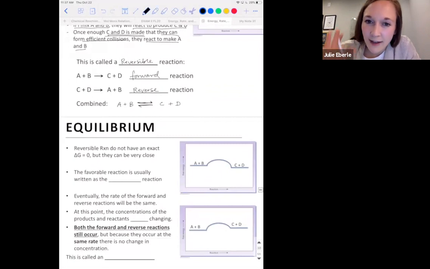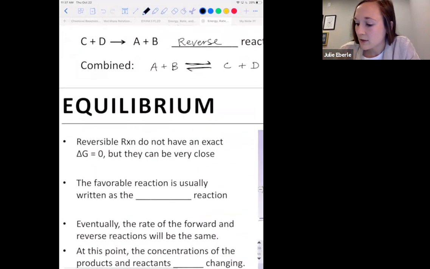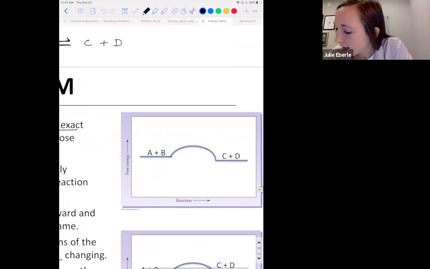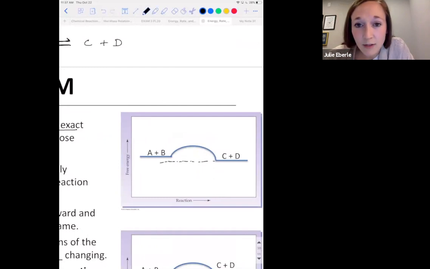Now I want to define something technical here because chemistry is that way. Reversible reactions do not always have an exact delta G that equals 0, but it can be very, very, very close. So you can see here slightly that this one's a little bit lower than A and B, the energy level. So delta G is not exactly 0, but it's pretty close.